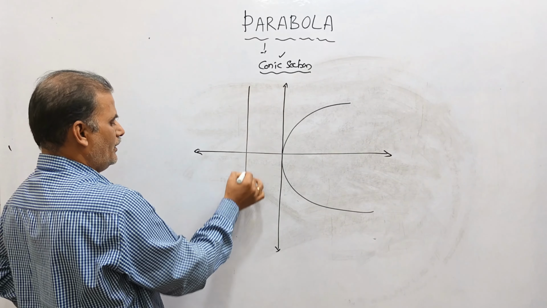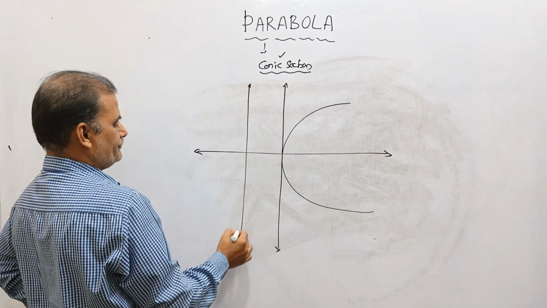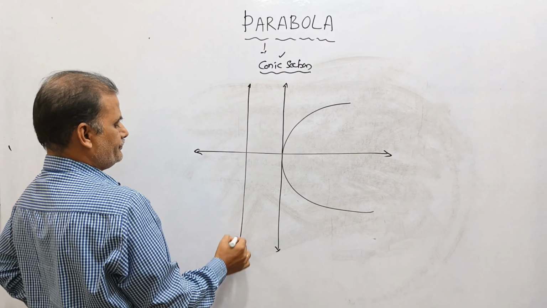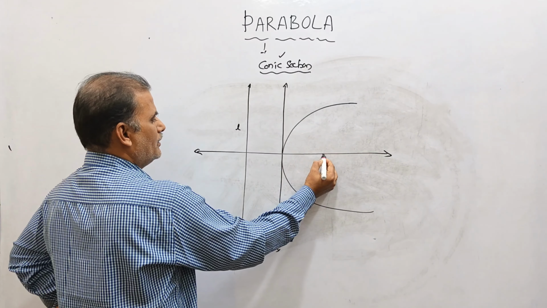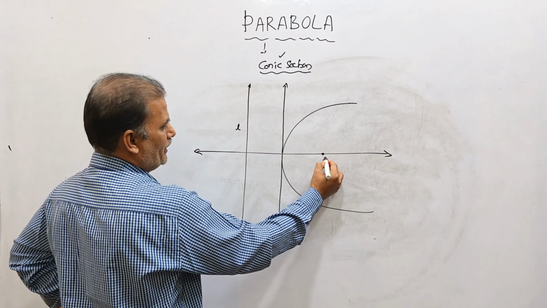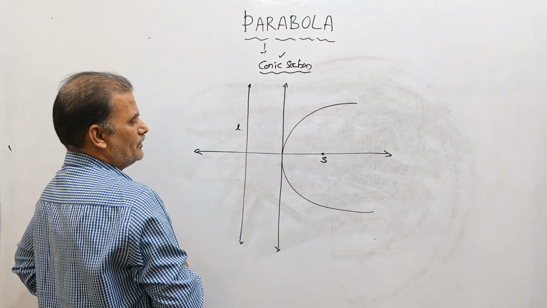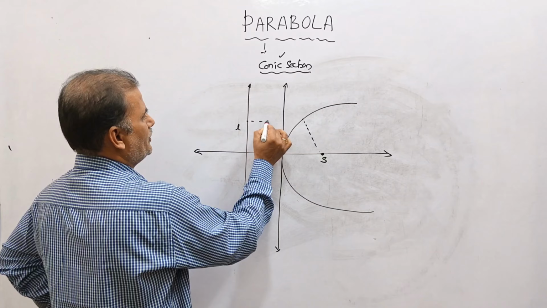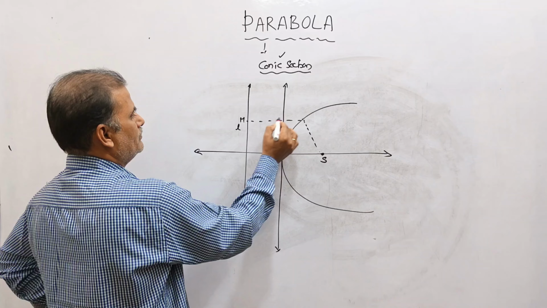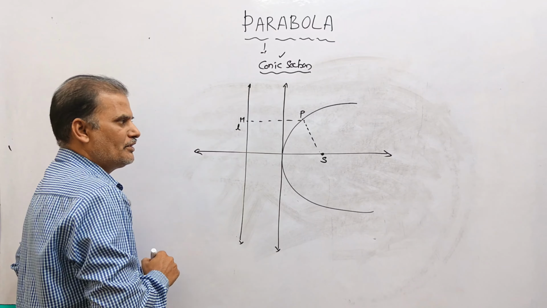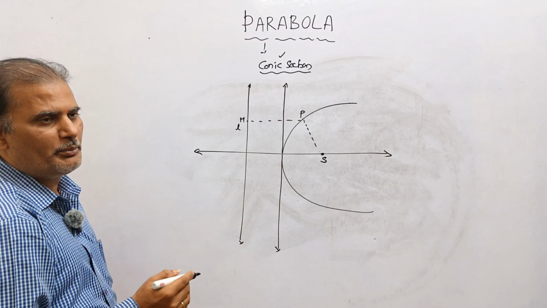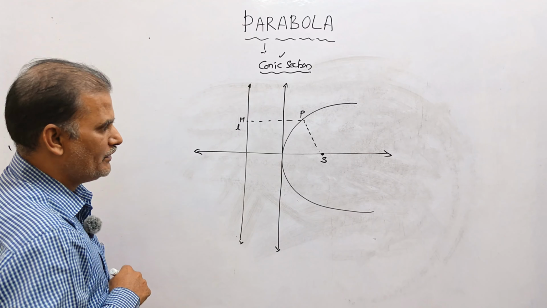And this is called directrix. Directrix L. This is parabola. Now this is focus S. We know that SP is equal to PM. SP is equal to PM because the distance between SP and PM is equal for a parabola. Eccentricity e is equal to 1.